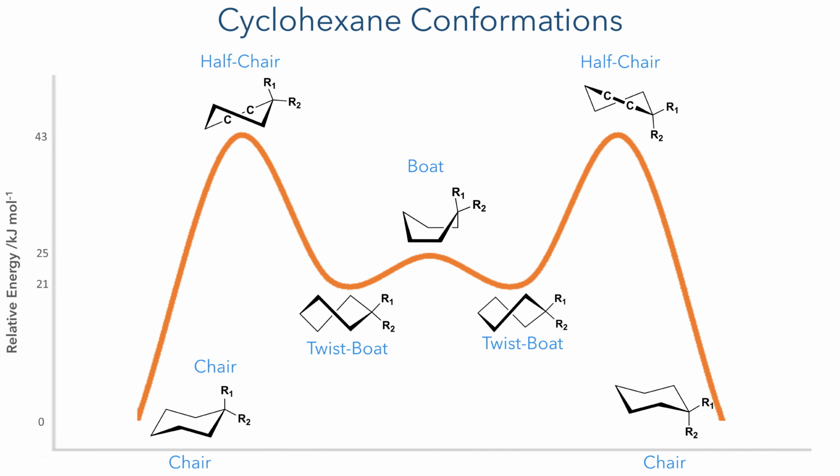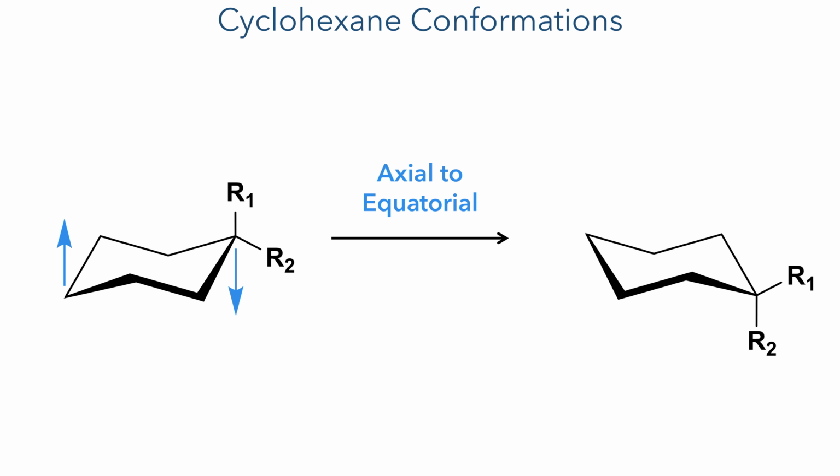These conformational changes then repeat on the other side of the ring to go through another twist boat and half-chair conformation to arrive back at a chair. As was noted earlier, cyclohexane can flip to put substituents in either an axial or equatorial position. This happens by one end of the chair moving up, while the other end moves down. This inverts the conformation of all of the carbon centers present in the molecule.